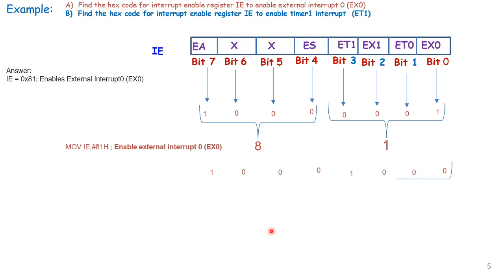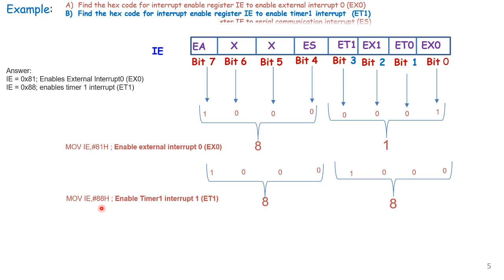So this gives us the lower nibble, that is 1000 in binary, which is 8 in hexadecimal, and this is another bit, and that is also 8. So 88H. When we load MOV IE, #88H, then timer 1 interrupt ET1 will be enabled, and for that we need 88H.